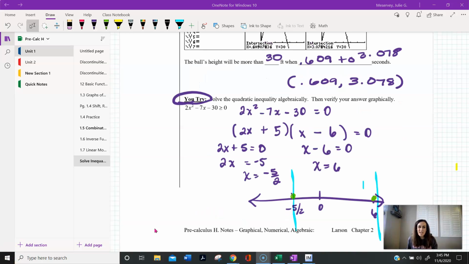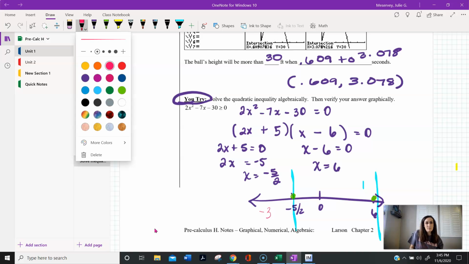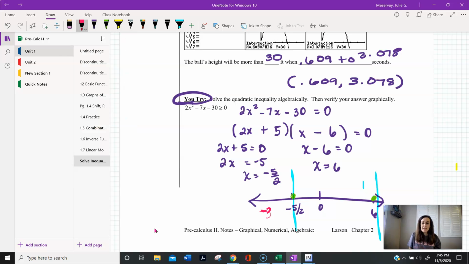So here's the You Try. You're going to take 2x squared subtract 7x subtract 30. You're going to set it equal to 0, and then you're just going to factor and solve. So I got -5/2 and 6. You're going to put those on a number line, and then you need to test values. So testing values, maybe this is -2.5. So maybe you're going to test -3, and I think I like a thicker pen. In the middle, maybe test 0. And then over on this side, maybe test 7.